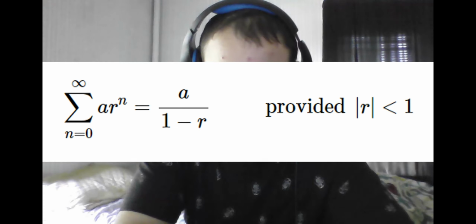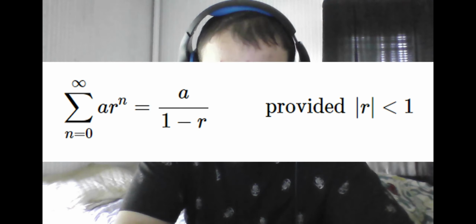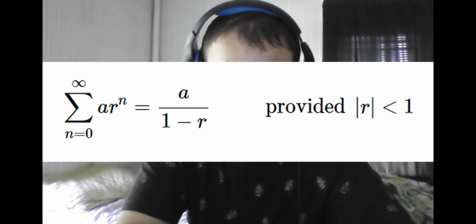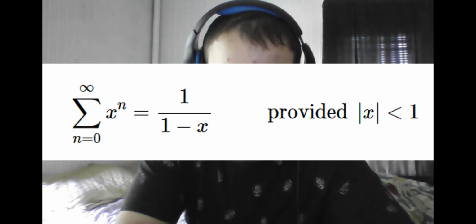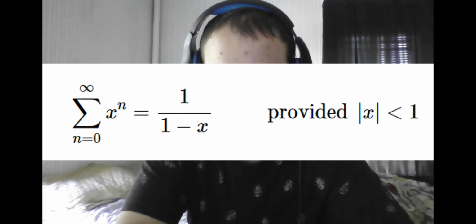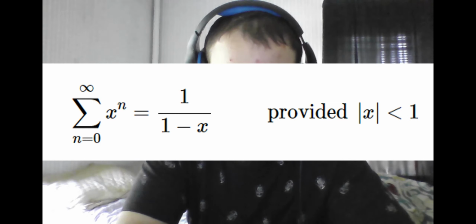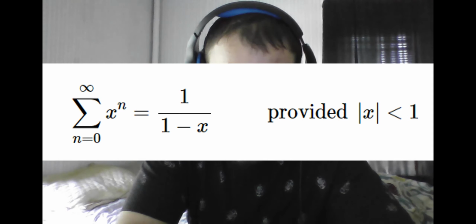Whether n is infinite or finite, it is the coefficient a over 1 minus the ratio you are raising to the power of n, with the catch being the absolute value of r must be less than 1. This means if we have the infinite series of the function x to the power of n, we can see it is a geometric series, where the coefficient must be 1, and the ratio is substituted with x, and we use the same caveat, so absolute value of x must be less than 1.